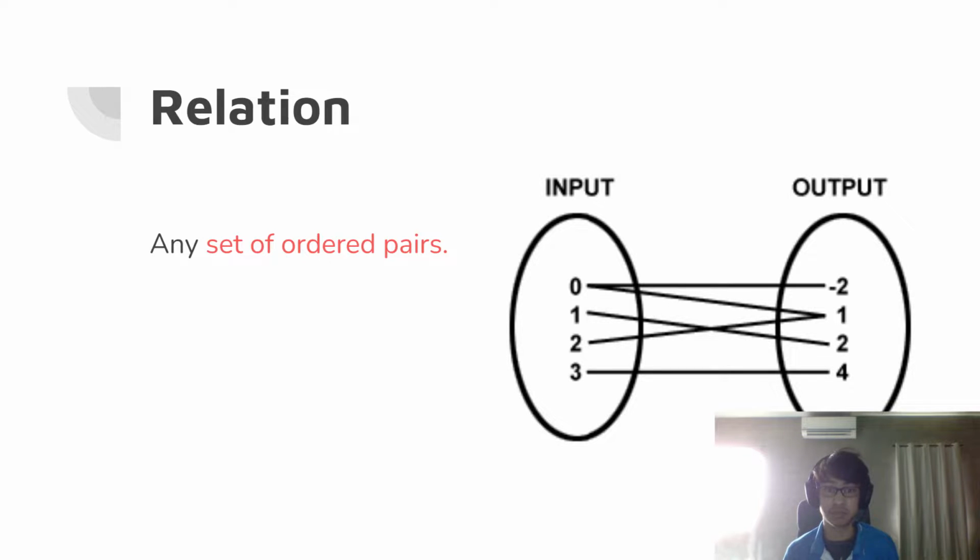What is a relation? Well, a relation is any set of ordered pairs, as you see here to the right. For every input, there's an output. For 0, there's -2 and 1. For 1, there's 2, and so on.